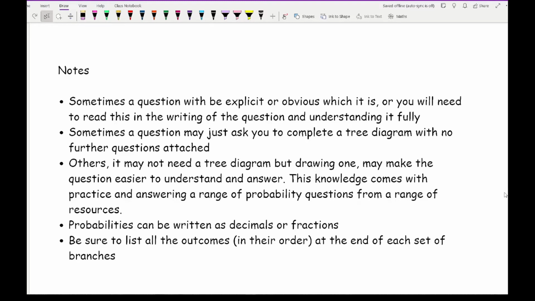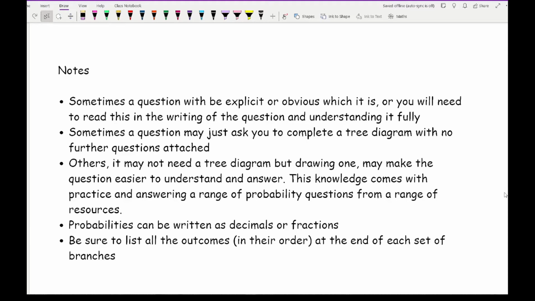And this knowledge comes with practice in answering a range of probability questions from a range of resources. So don't just simply look at exam questions, don't just look at textbook questions, don't just look at questions from other online websites. Try and get a good range of probability questions and try and understand where it's a good time to draw a tree diagram.